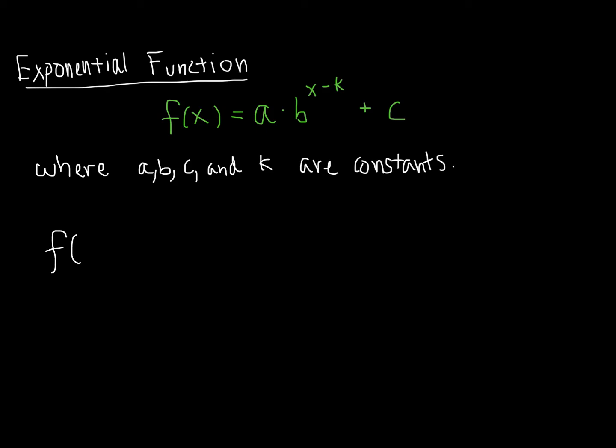So an example might be f of x is equal to 3 times 2 to the x, plus 1. And here, the a value is 3, the b value is 2, the k value, right, it's not existing, it's minus 0, so the k value is 0, and the c value is 1.